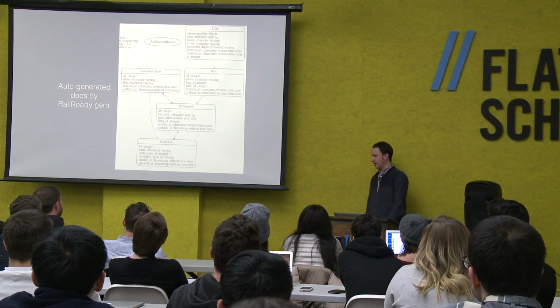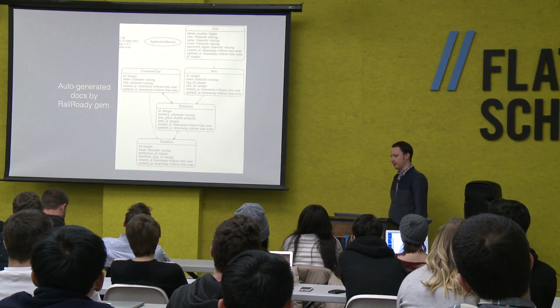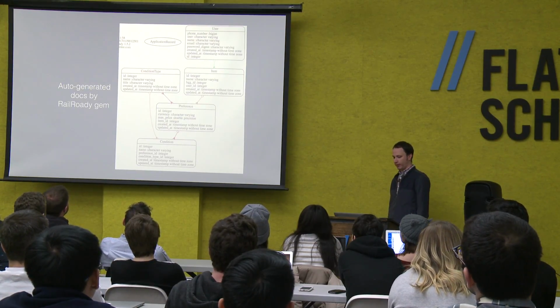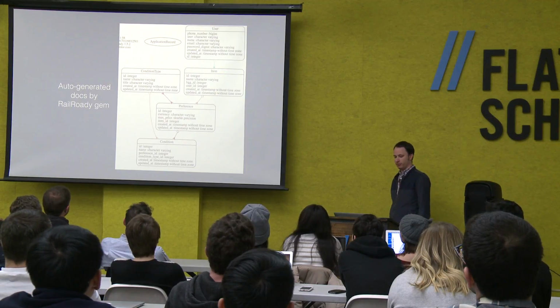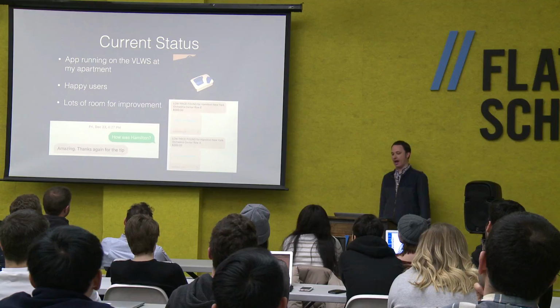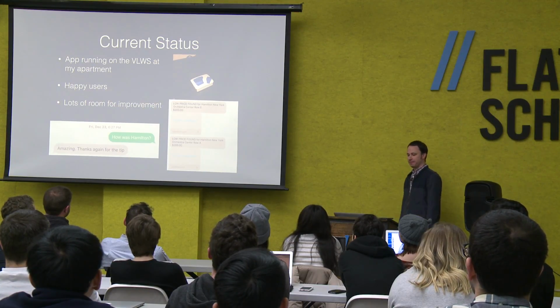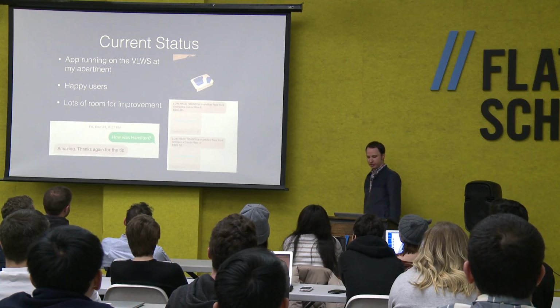I've already put these slides on GitHub, so if you're interested in seeing what the schema looks like for the Rails app, this is what it looks like. I won't spend too much time on the slides. But what's the current status of the app? The app is running on the VLWS at home. That's the very large web server, which is a Raspberry Pi.